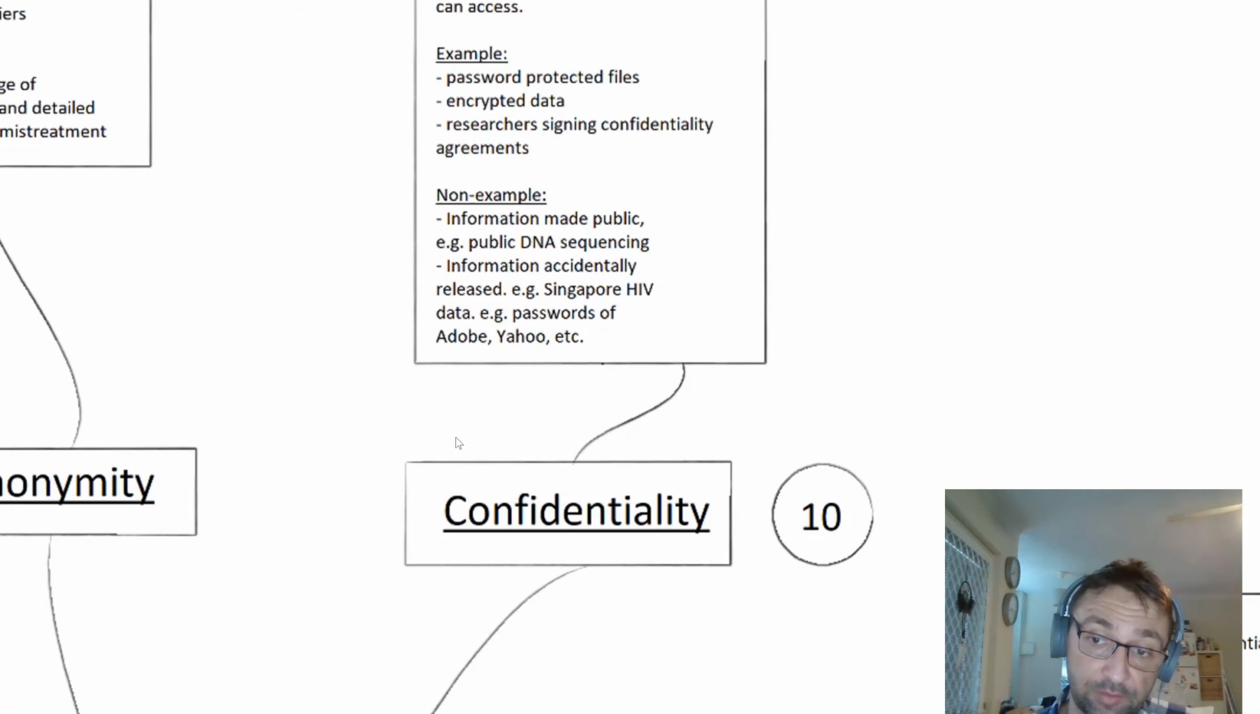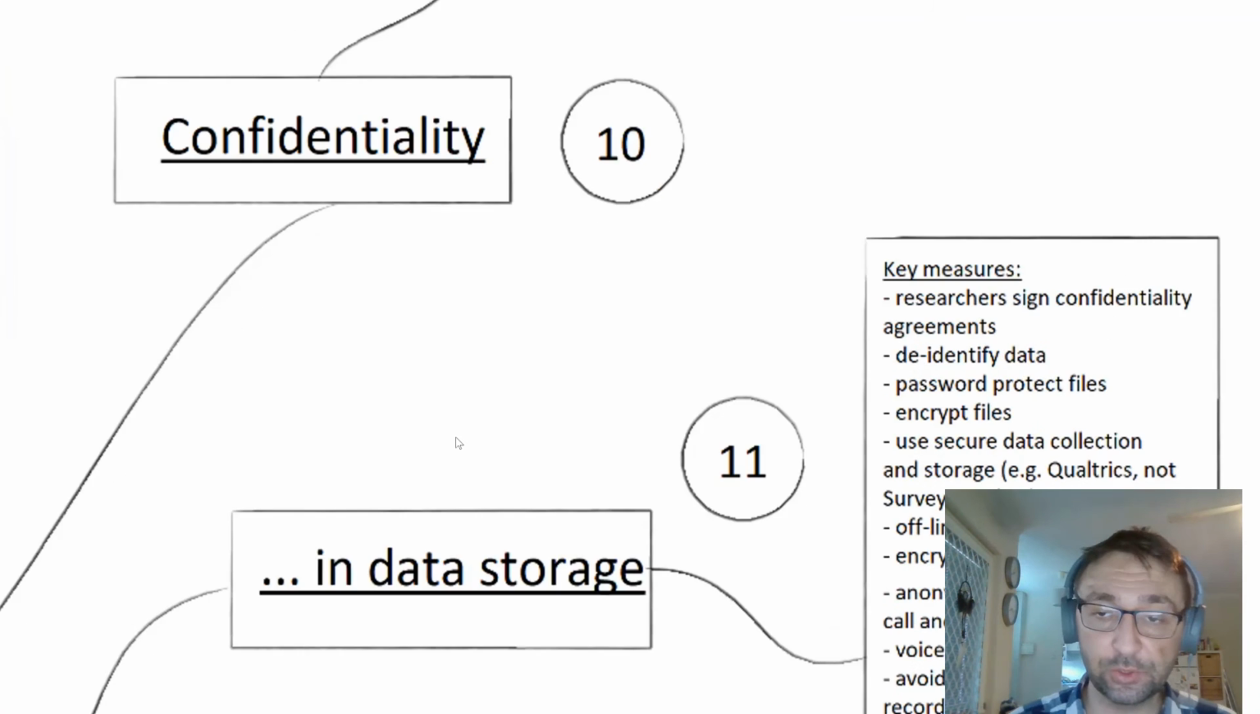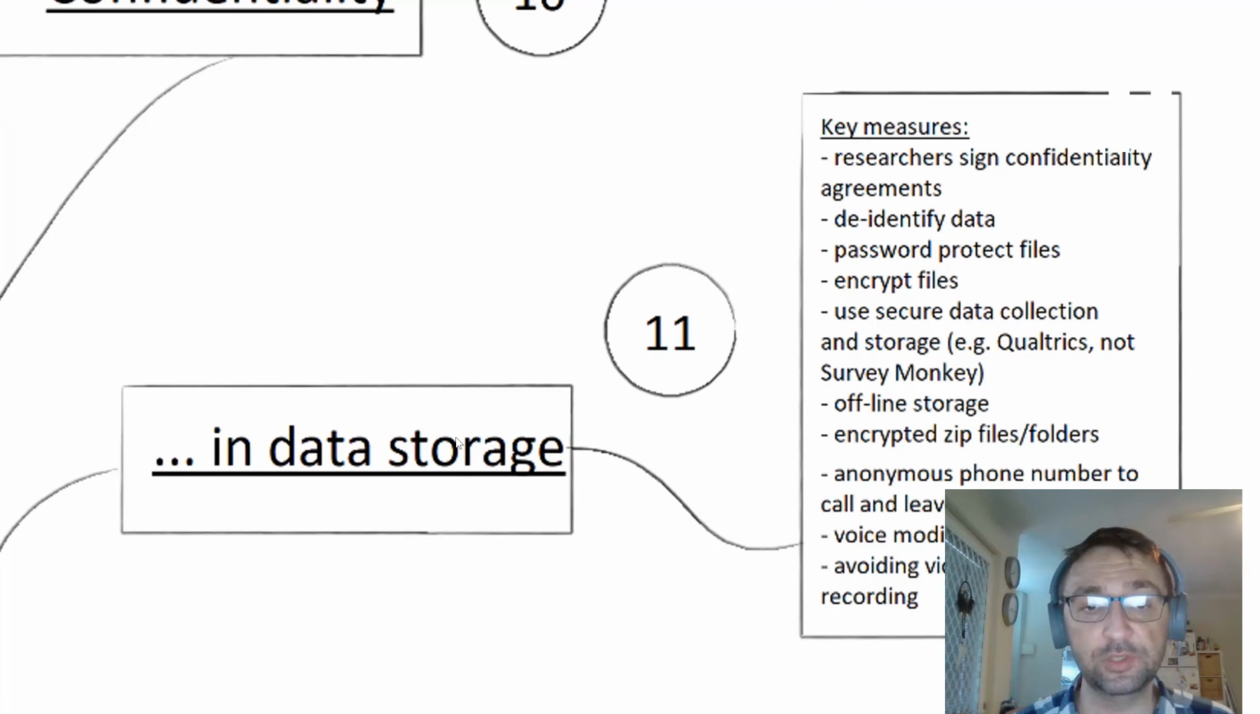We're going on to slide 11 now, and we're going to just talk about some of the key ways of protecting privacy and data storage. So you do things that we've already mentioned. You get researchers to sign confidentiality agreements. You de-identify the data, so make it anonymous. You use password protected files. You encrypt those files. You use secure data collection and storage. So for example, the ethics committee at Macquarie University wants us to use Qualtrics and not SurveyMonkey for surveys.